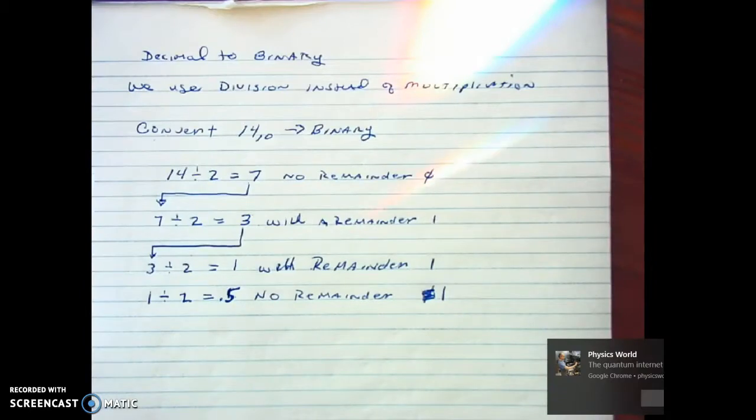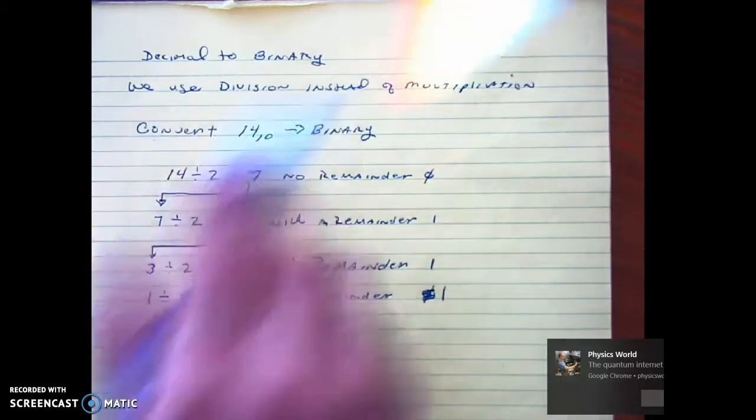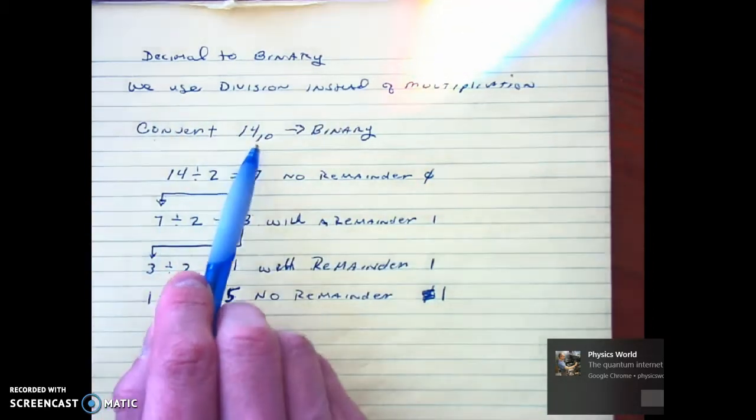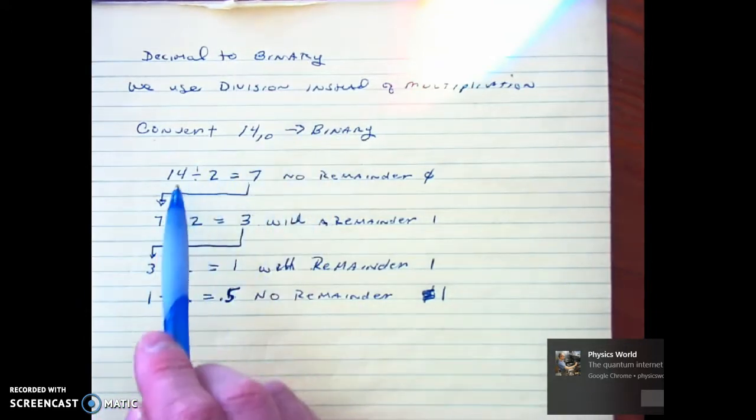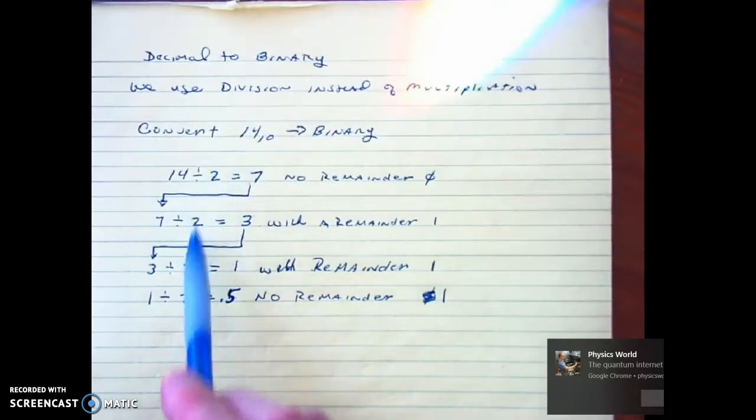All right, we still have to get binary to decimal. Now we're actually going to take a decimal to binary. So instead of using multiplication, we're going to use division. So we're going to convert 14 decimal to binary. So what we use is some division here. So we know that we're in binary, so we're going to divide by 2.